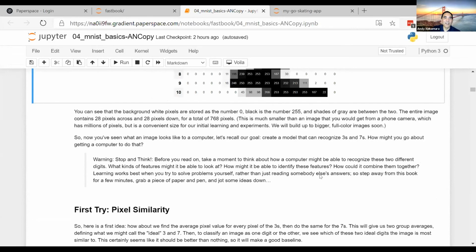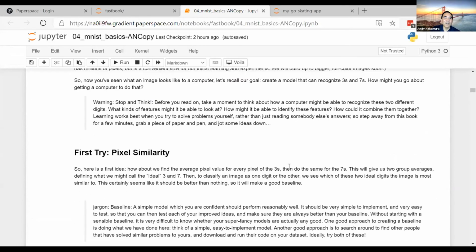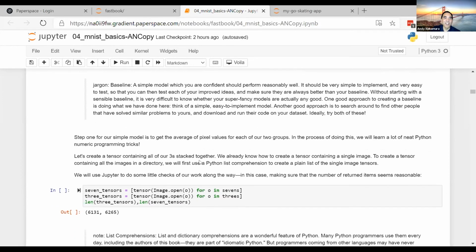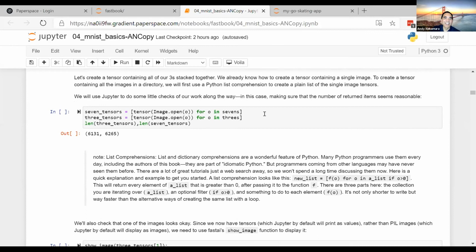So I guess I understand what he's doing here, except when he's trying to do the ideal 3 and 7. This is the part where I understand what he's doing, but I don't think I can do this myself, the way he's thinking. So I don't know if anyone got that.